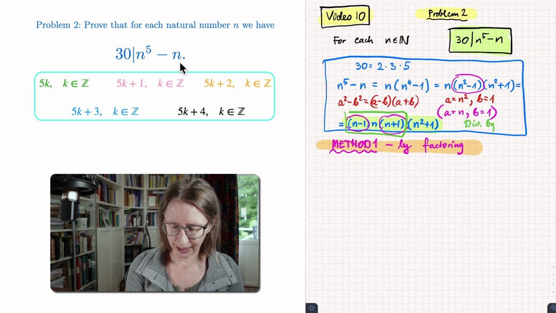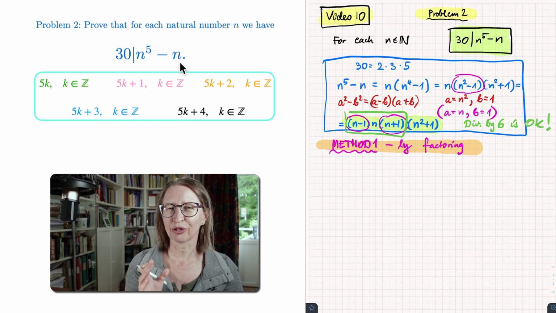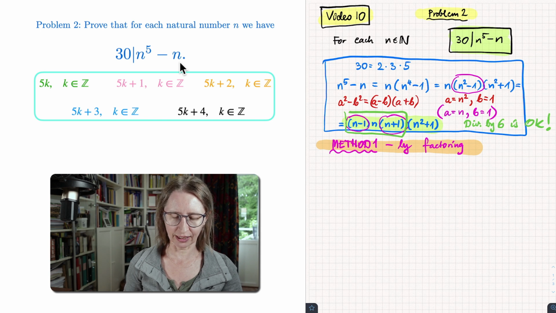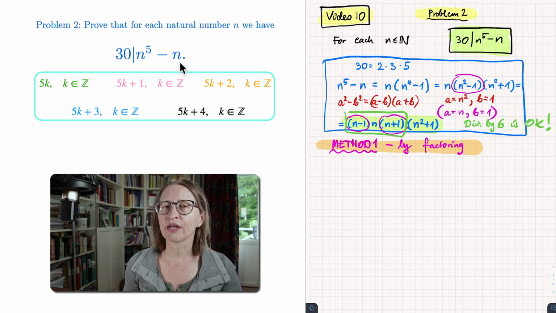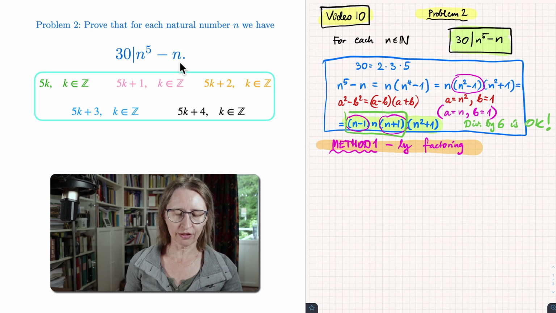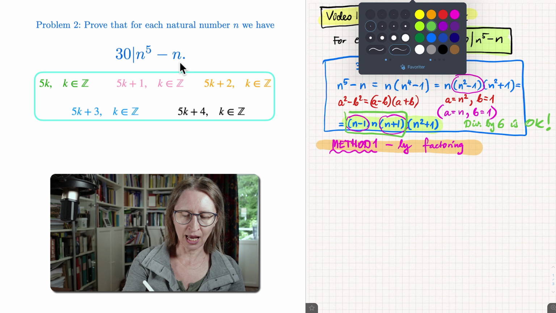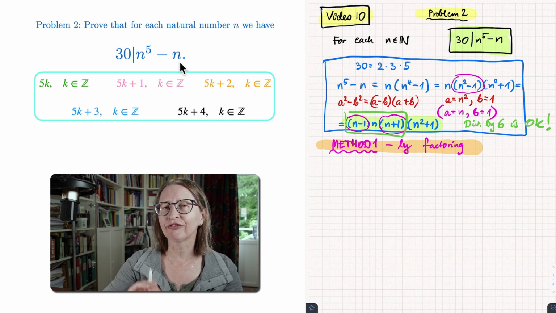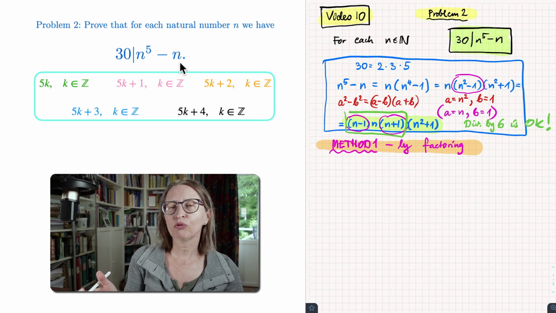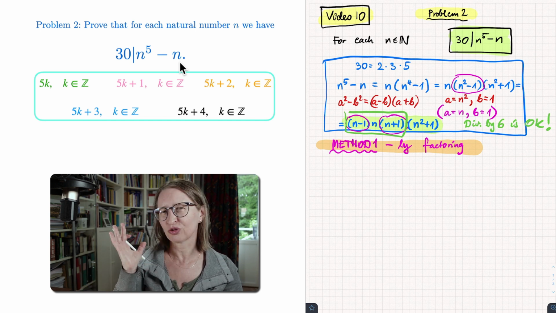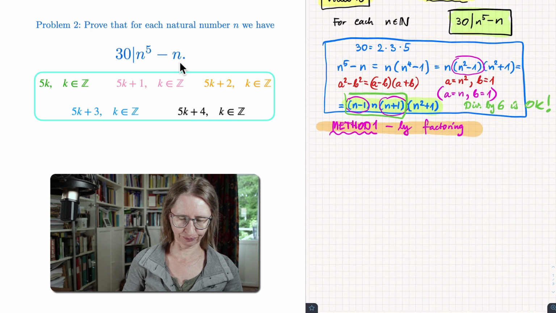Divisibility by 6 is okay, because we have this product of 3 consecutive integers in the factorization of our number. So the only thing left is to show that our number is divisible by 5. This is the only thing which is left. And this I will prove in 2 different ways. And then when you work on your own, you can just choose your favorites.